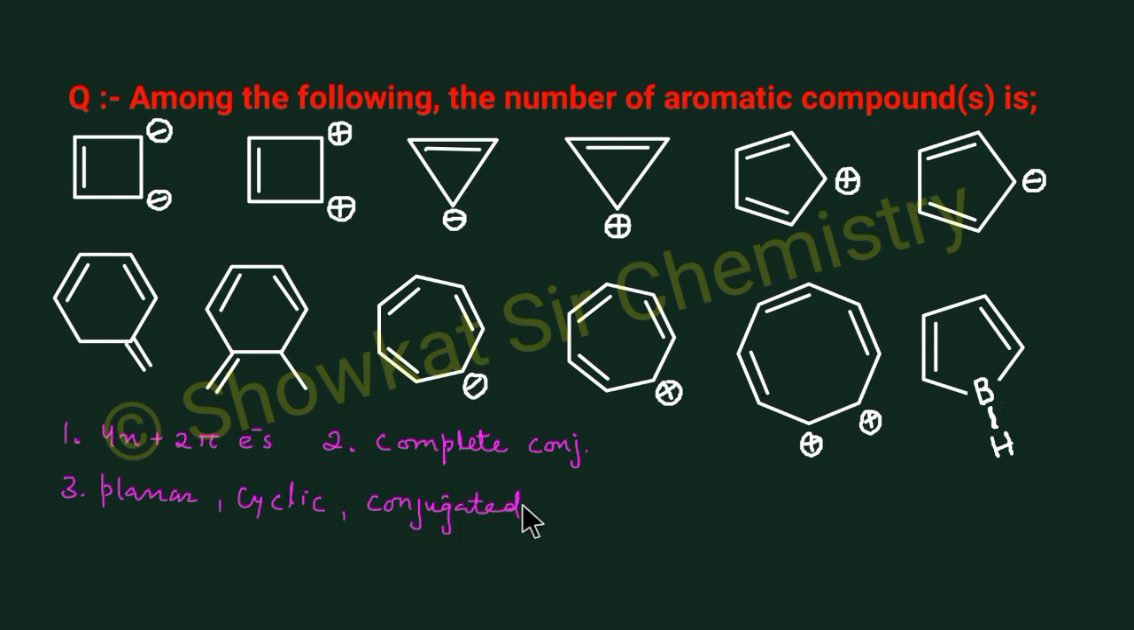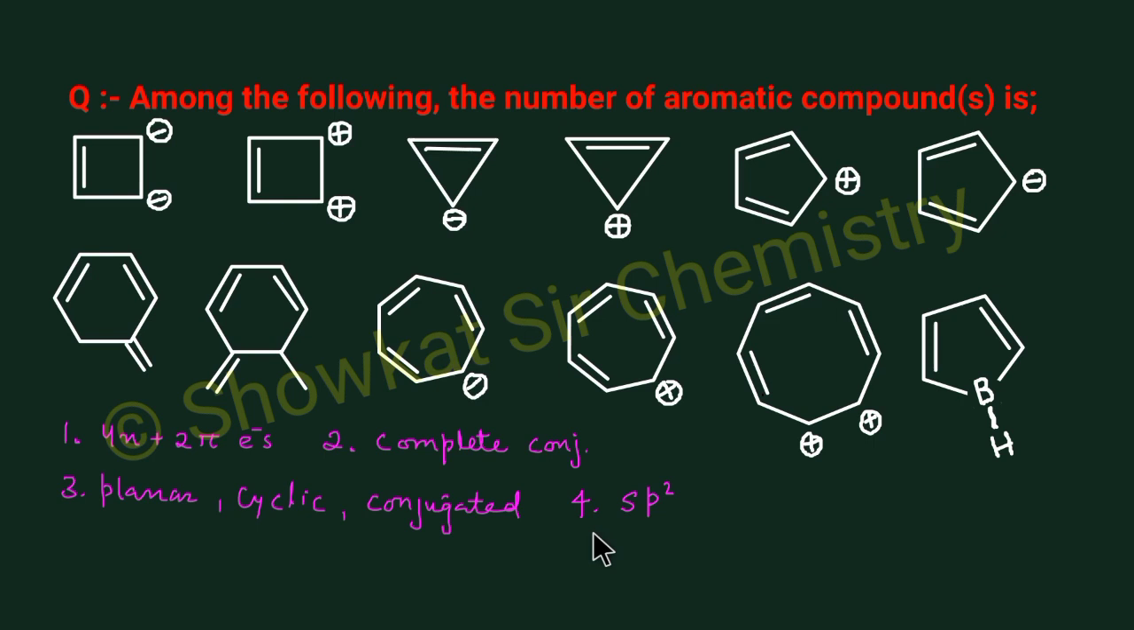Conjugation is of different types. I hope that you have studied already. There is pi-pi conjugation, there is pi lone pair conjugation, isn't it? There is pi-C positive conjugation. So we have different types of conjugation. Similarly, complete conjugation is possible only if all the atoms are sp2 hybridized. These are the very important conditions which a compound must follow in order to be aromatic.